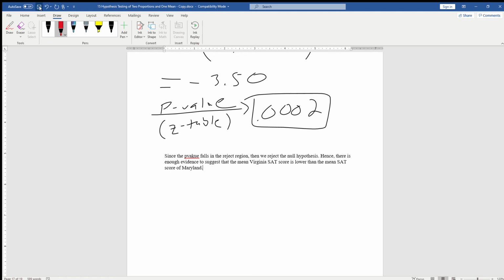So hopefully that helps you to see the process for going through and doing this hypothesis test of one mean where the population standard deviation is known. In the next set of videos, we're going to see what happens when the population standard deviation is unknown.